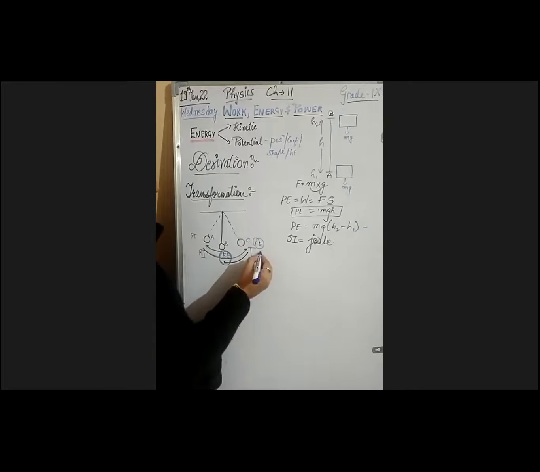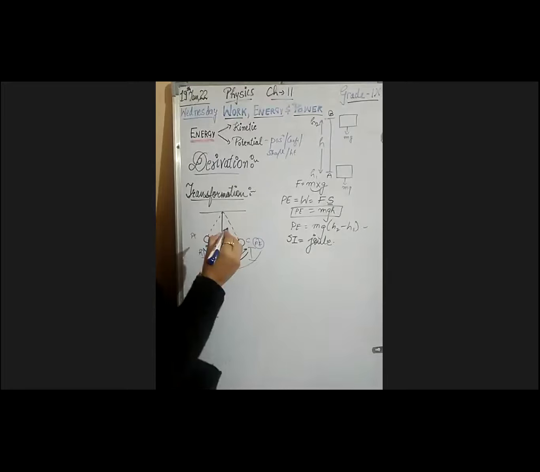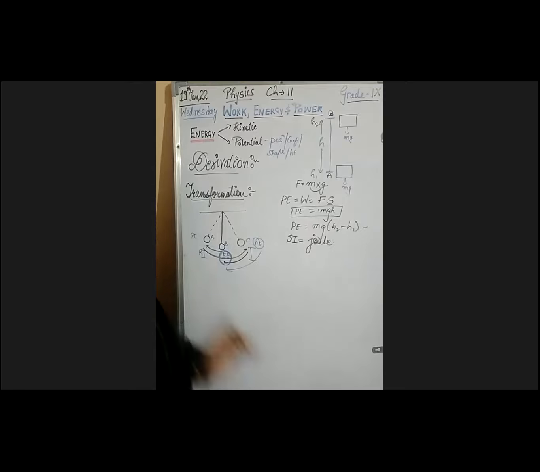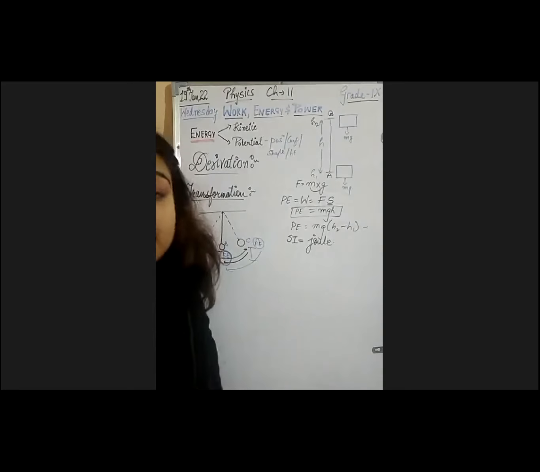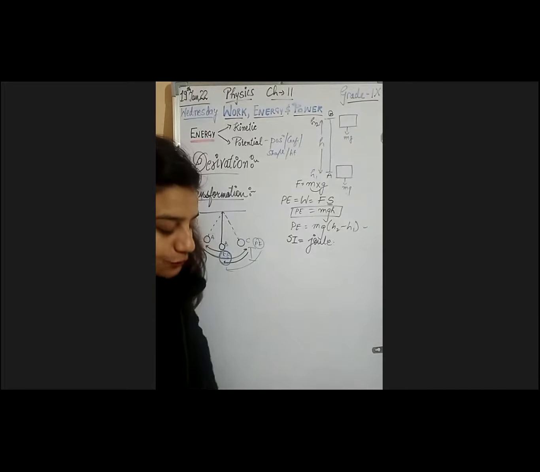And then slowly, steadily, it will cover kinetic potential, back to back. These same type of energies will be coming. And at extreme, potential energy will be maximum. And at mean, which energy will be maximum? Kinetic energy will be maximum. So many transformations are there.